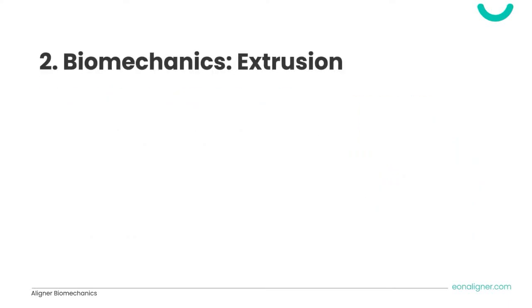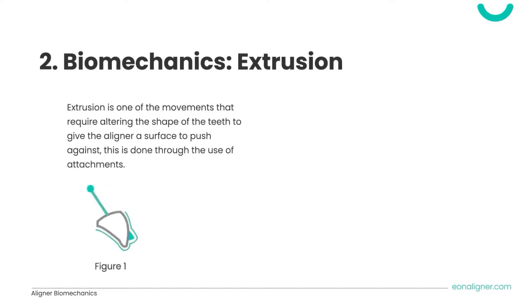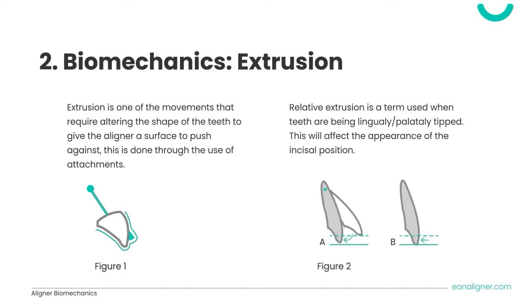Moving on to biomechanics of extrusion. Extrusion is one of the movements that require altering the shape of the teeth. This is done through the use of attachments, as you can see in Figure 1. Adding an attachment on the incisors has given the aligner a surface to push against. Relative extrusion is a term used when teeth are being lingually or palatally tipped. This will affect the appearance of the incisal position.